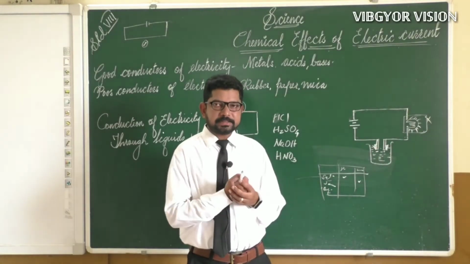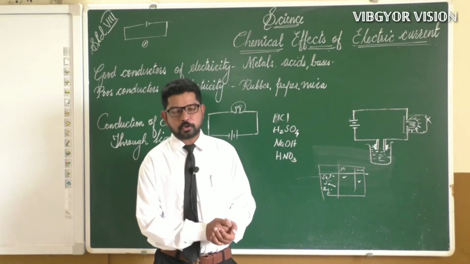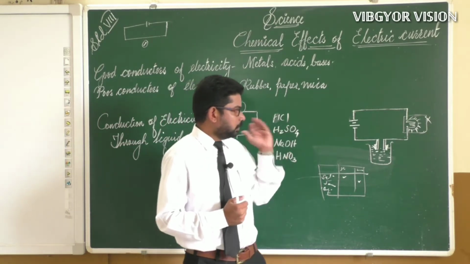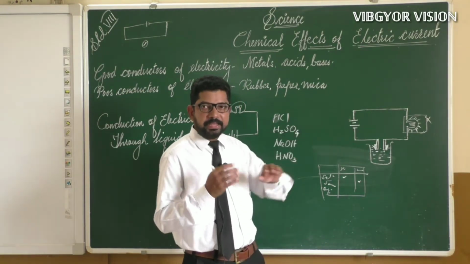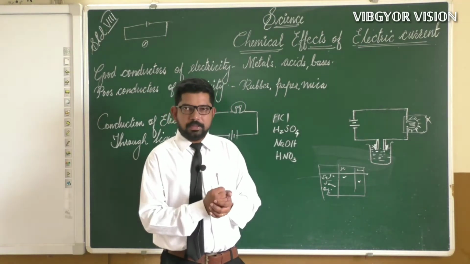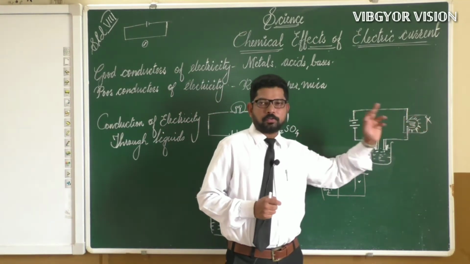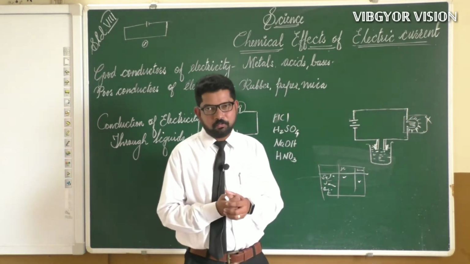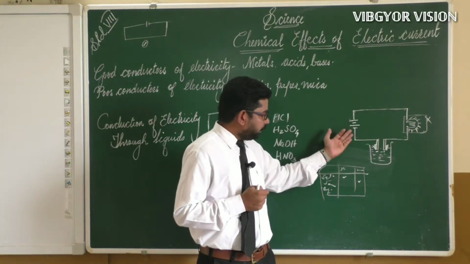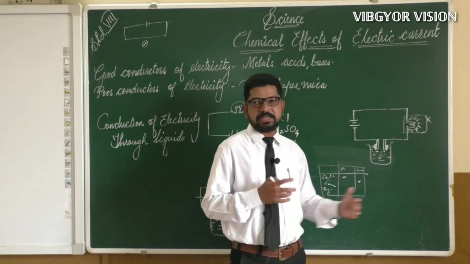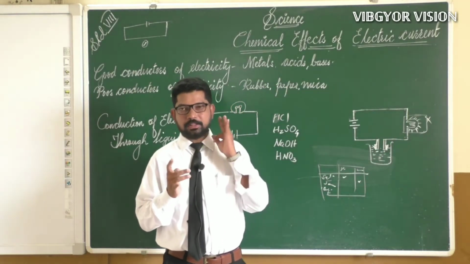In some cases our tester may not work. What are these situations? In one situation, the battery or cell may be used up, that means its capacity might be over. Next, if the bulb got fused, then also it will not work. And what is the next thing? If there are any loose connections, then also it will not work. Do you understand the three possibilities?